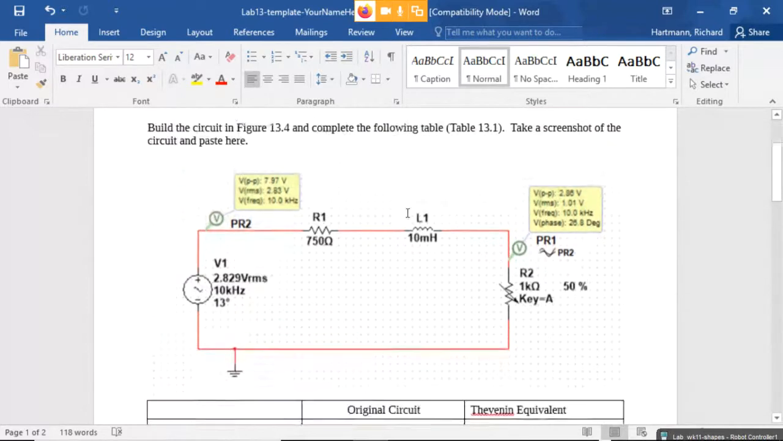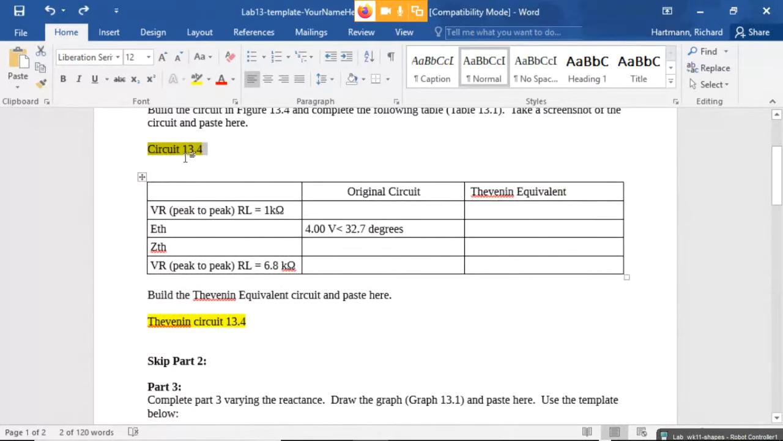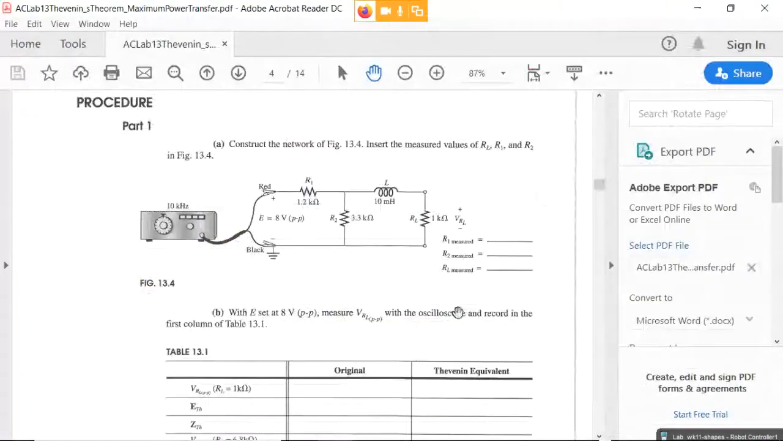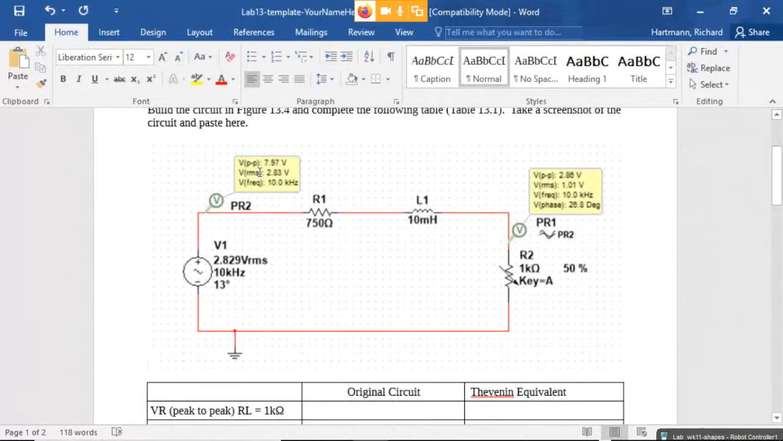So anyhow, I pasted that circuit right in there. It says, give me the circuit 13.4. So that was the circuit in the lab, figure 13.4. And I pasted that right in here. I used that snipping tool and just grabbed the picture of the circuit. I don't care about the little grid dots on there, that's fine.